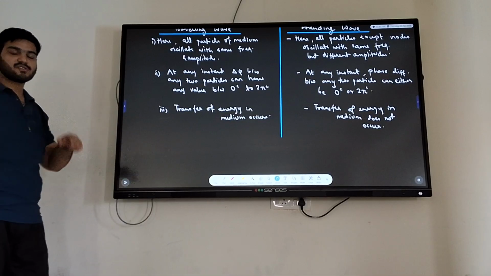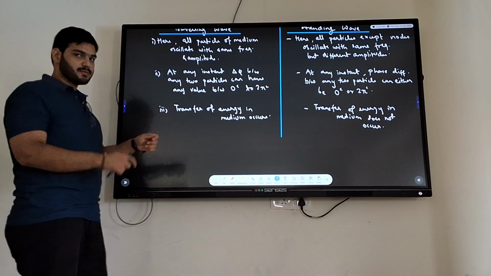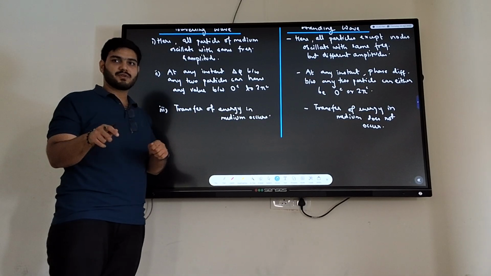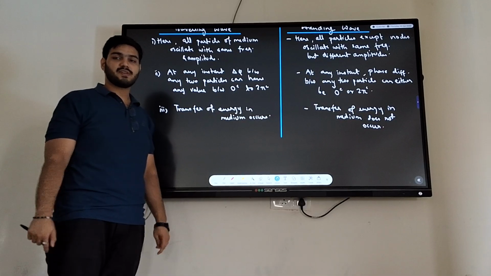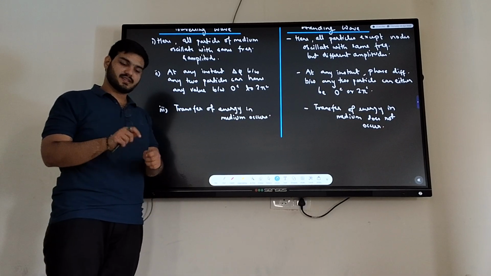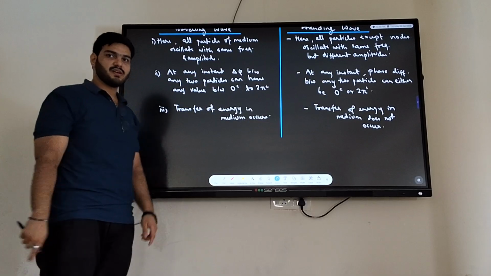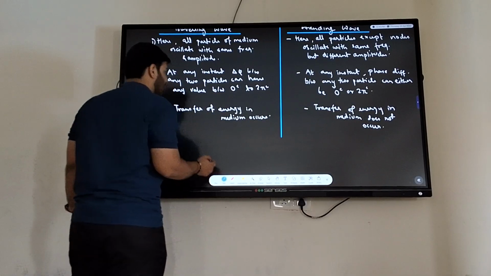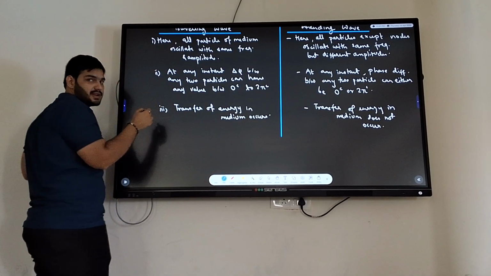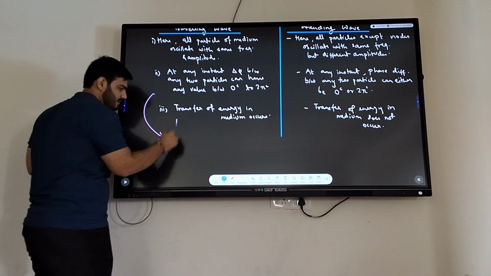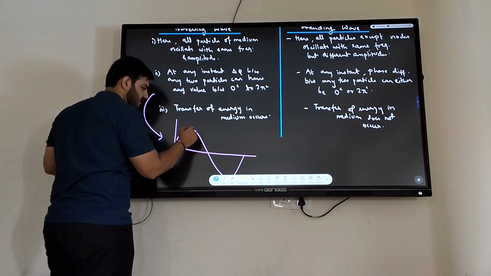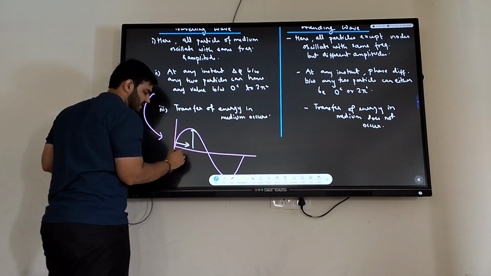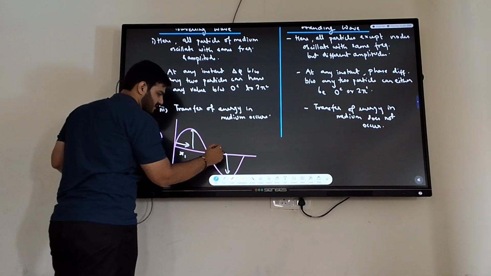This delta phi spatial is 2 pi by lambda times delta x. Between any two particles, if you remember, we were actually comparing two particles. For temporal phase difference, we were comparing the same particle at different times. But anyways, now between any two particles, if you look at this wave, let's say this particle is at some position x1 and this particle is at some position x2.